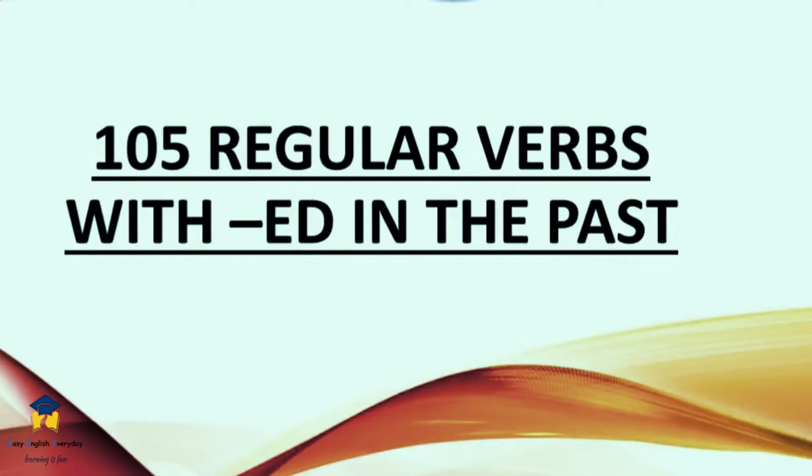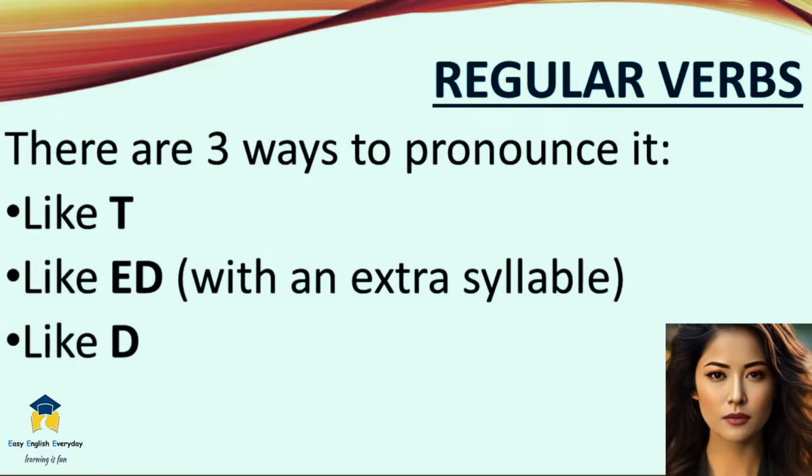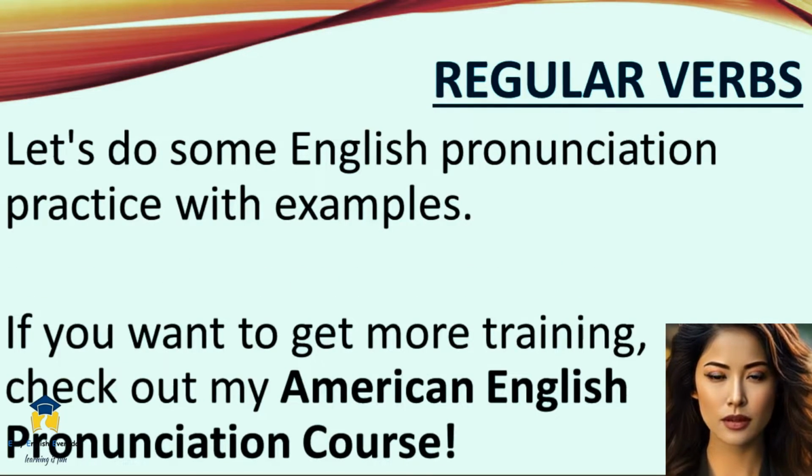105 regular verbs with ed in the past. Many English learners make pronunciation mistakes with the ed ending of regular verbs in English in the past tense. There are 3 ways to pronounce ed: like T, like ed with an extra syllable, and like D. Let's do some English pronunciation practice with examples.